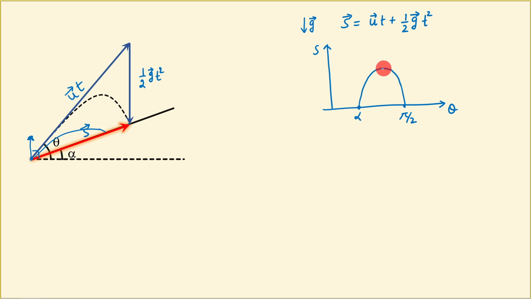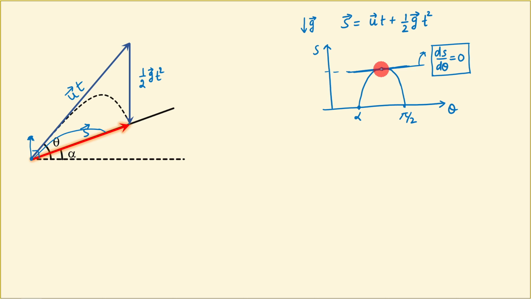What we are interested in is the point where the value of s is maximum. What happens at this point? If I make a tangent at this point, this tangent will have slope 0. So at that point, ds by d theta is going to be equal to 0. What is this equation going to tell me? Let's build some intuition about this.